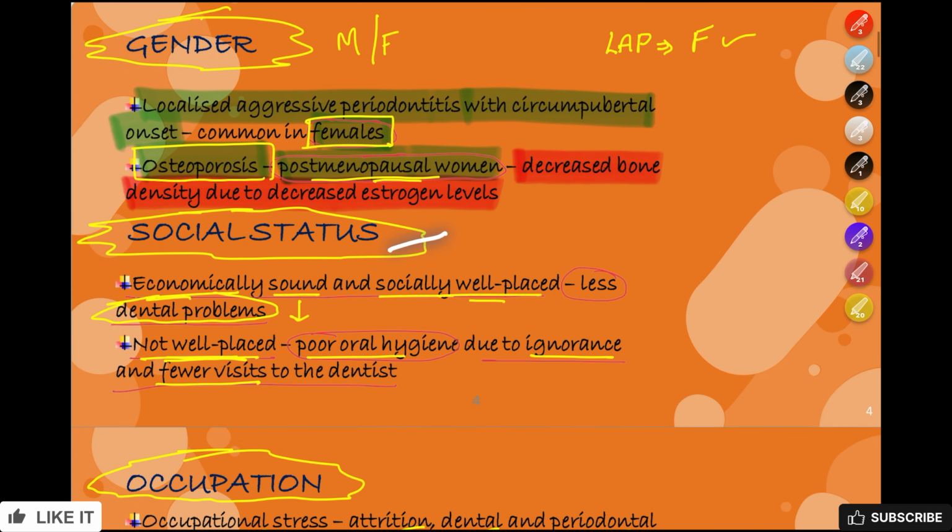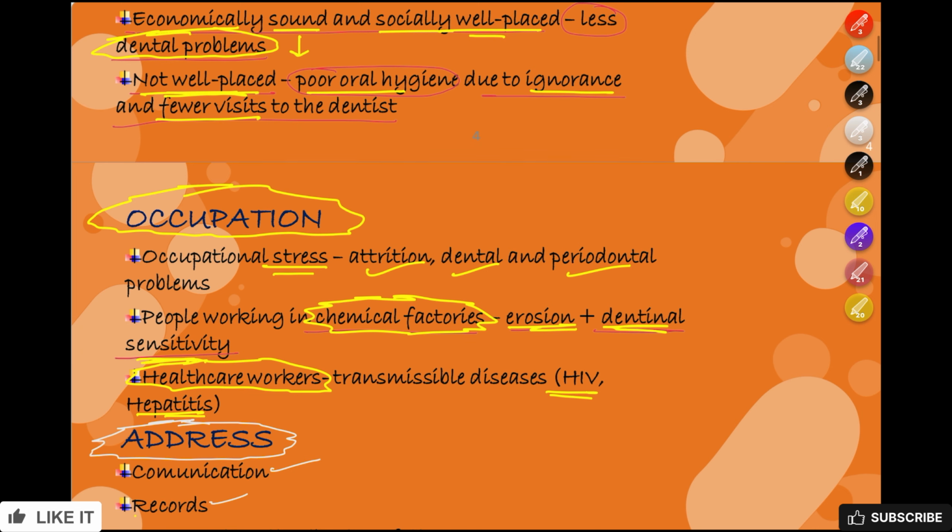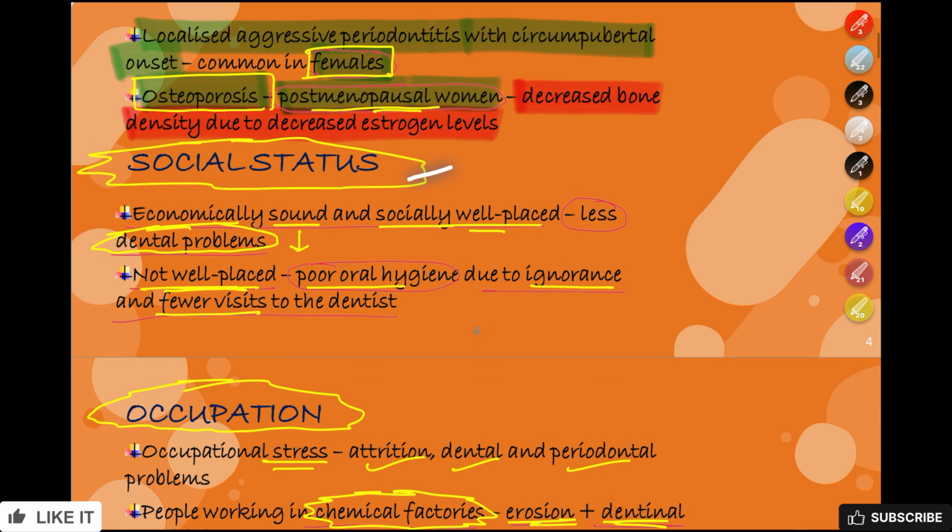Social status is also important. Economically sound and socially well placed means fewer dental problems. If a person is more economically sound and socially well placed, there are chances that the person may be having fewer dental problems. If not well placed, there will be poor oral hygiene, ignorance and fewer visits to the dentist. So our recall depends upon the social status of the patient. In social status, education also comes.